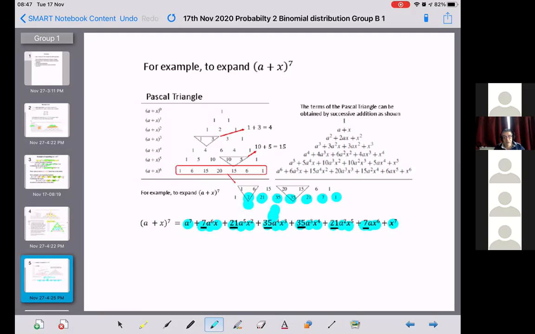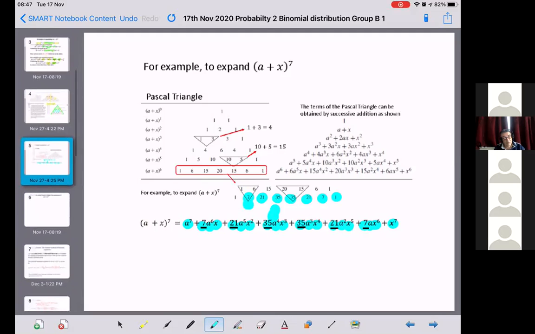Everybody okay with being able to build or expand that binomial expression into a series using Pascal's triangle? All okay with that? Yeah. Good. Please shout if not. Nice and loud.